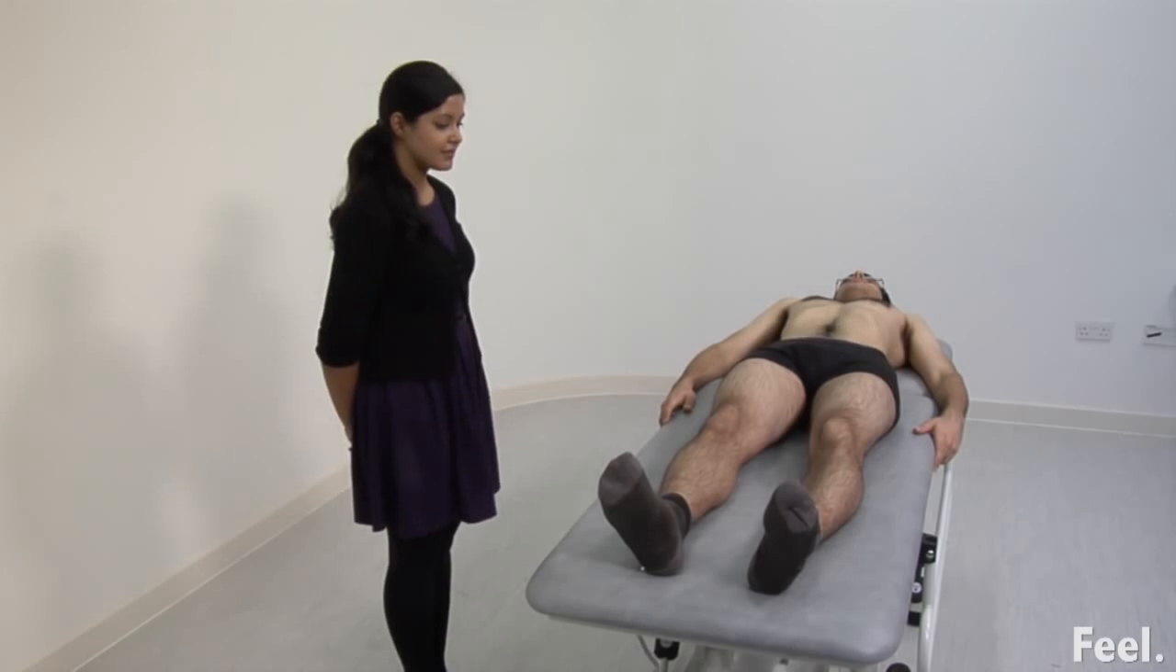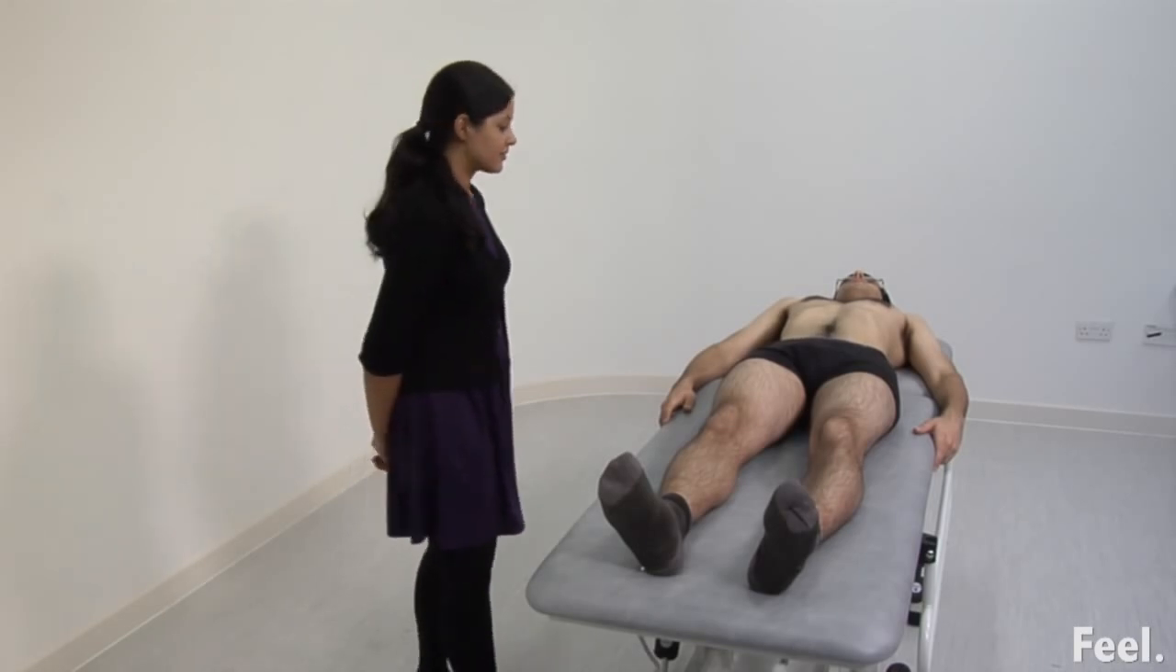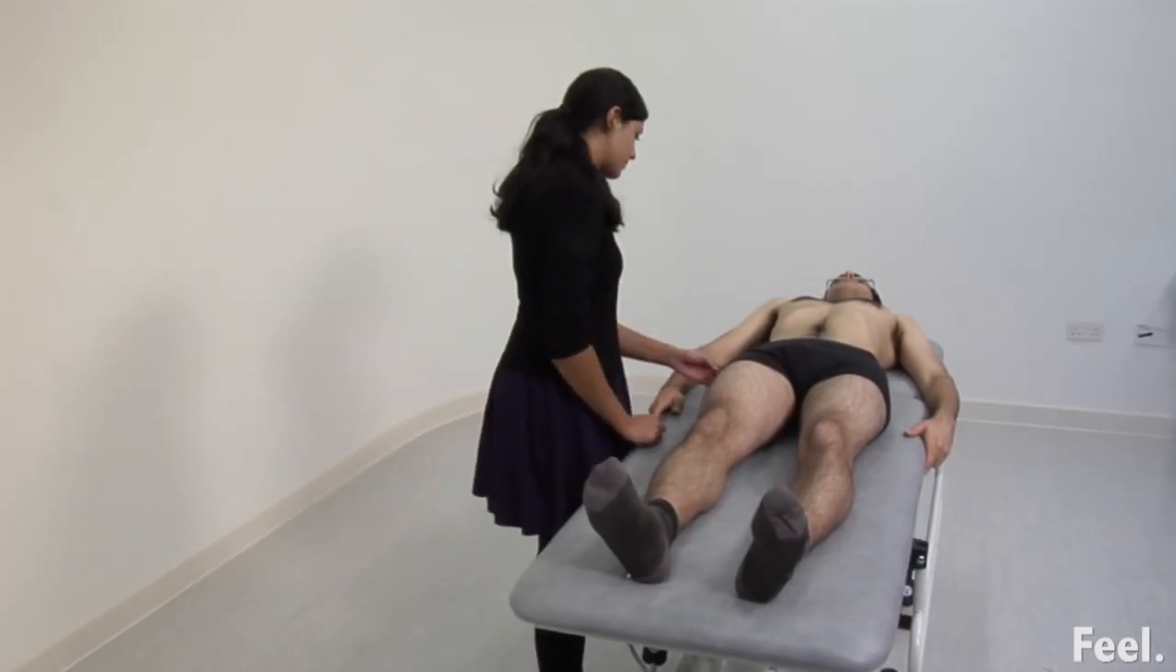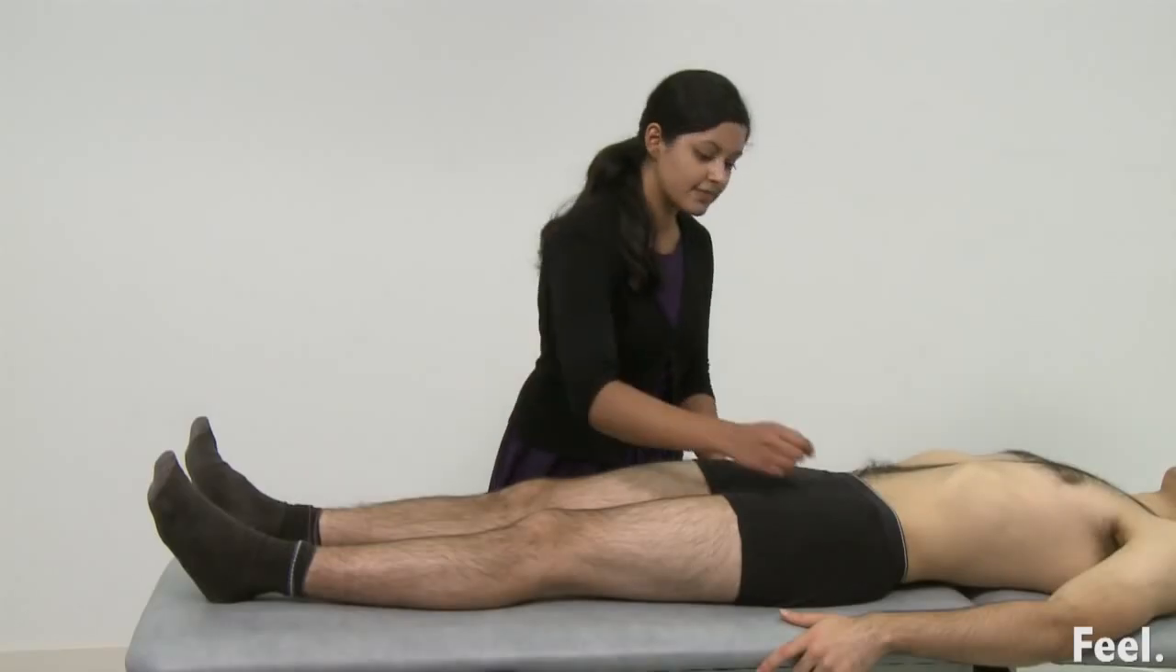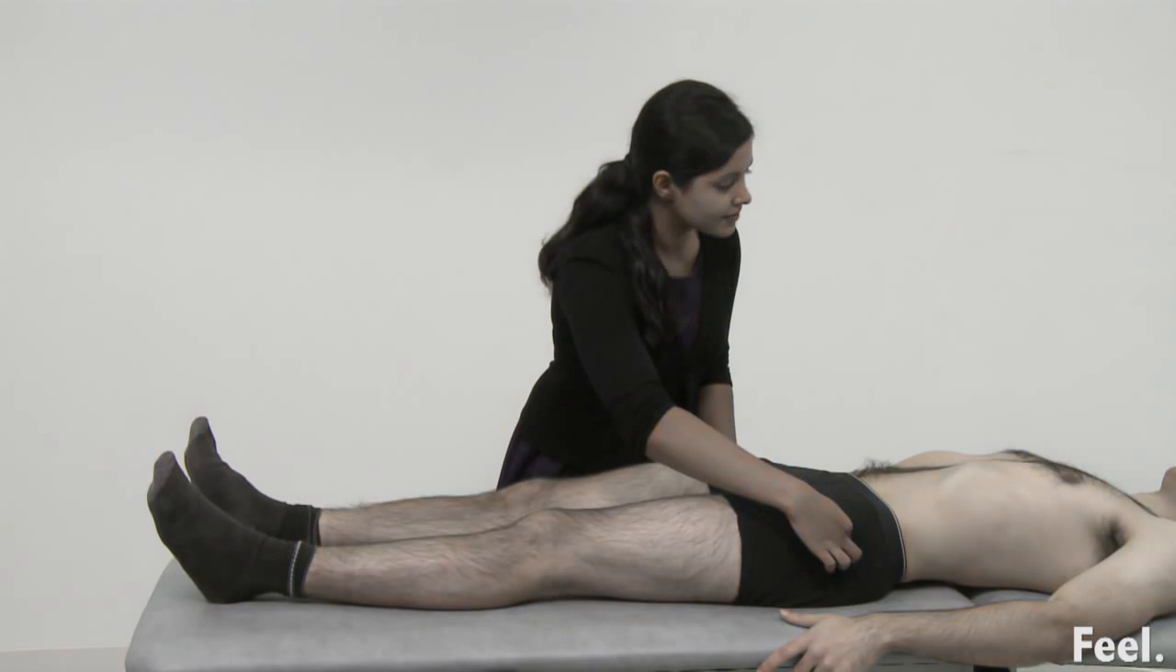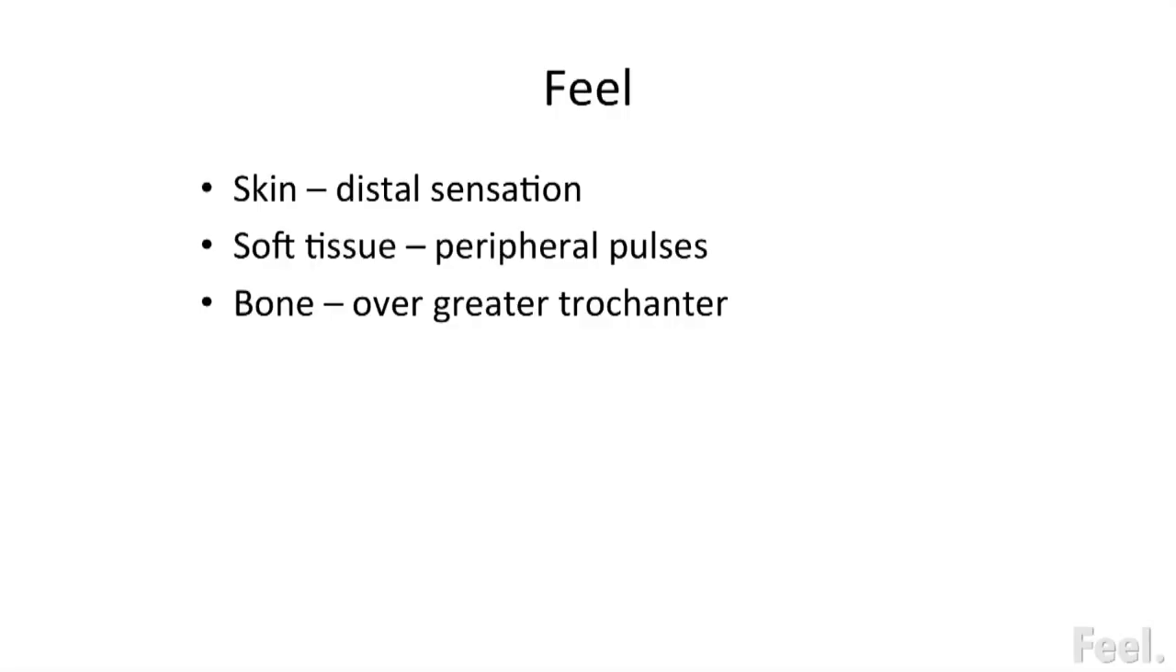Most of the bony structures of the hip joint are deep and difficult to feel. It is, however, important to feel over the greater trochanter on the lateral side of the hip. Tenderness at this point indicates greater trochanteric bursitis. This slide summarises what should be felt during examination of the hip.